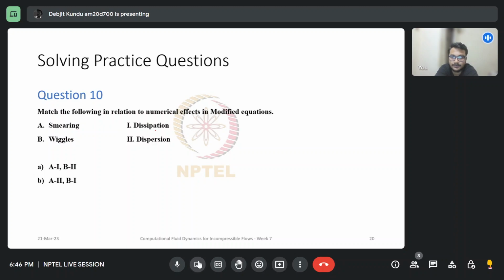Does dissipation cause smearing or wiggles? Does dispersion cause smearing or wiggles in the solution? That you have to figure out, and then you can select the correct solution from the options given below. Once again, we have those two very simple combinations, A1 B2 or A2 B1.